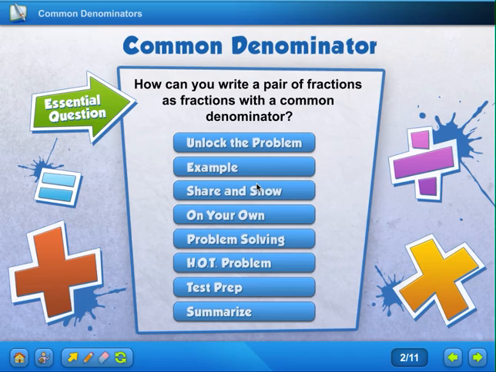Today we are going to learn how to find a common denominator. The question asks, how can you write a pair of fractions as fractions with a common denominator? All fractions don't have the same bottom number, and that bottom number is called a denominator. So we're going to try to find that to get the same bottom number. All right, let's get started.